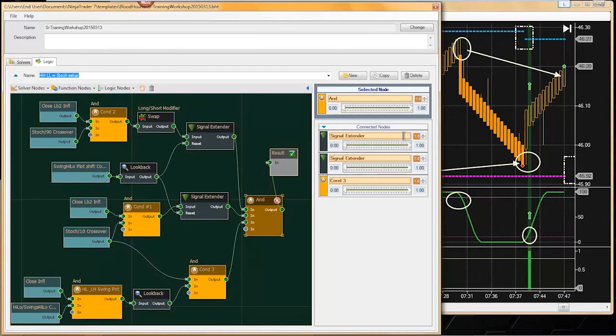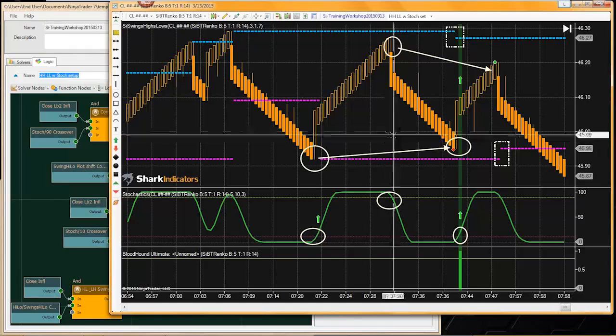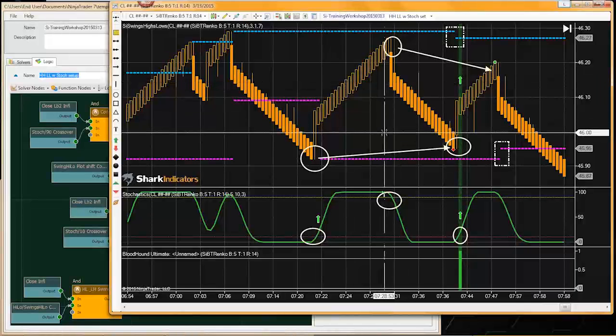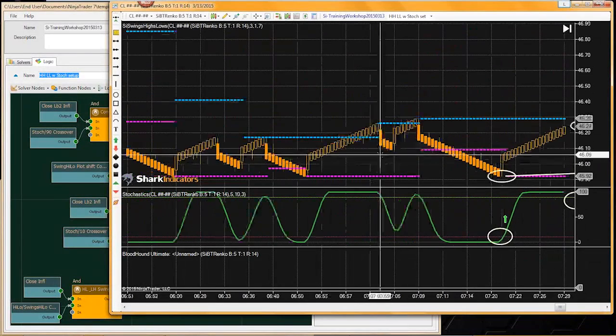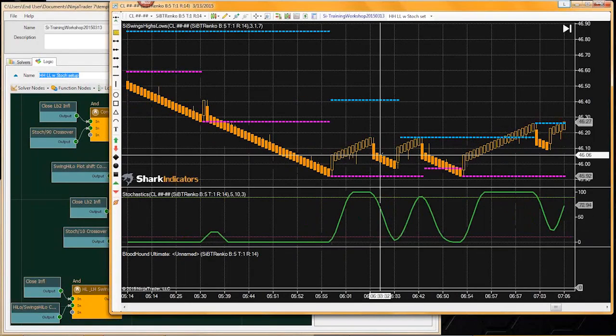So now with this final AND node, there we go. There is our trade signal. All right, so that's it for the long side. Let me scroll back through the chart and see if we get anything else that qualifies.